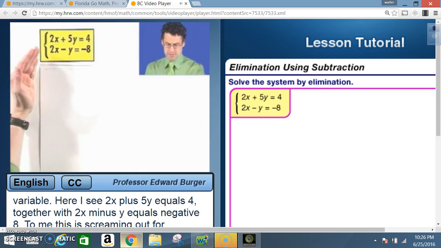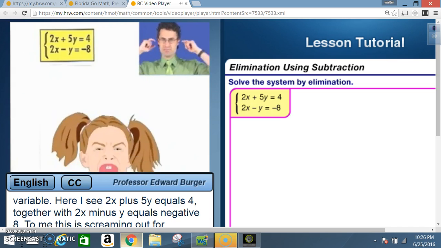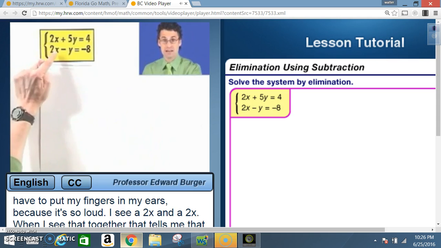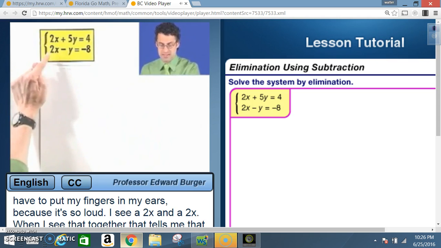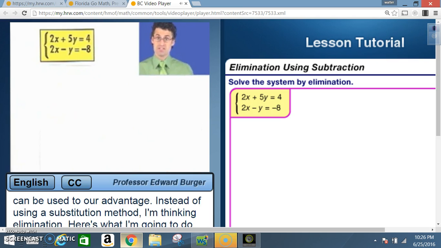So here I see 2x plus 5y equals 4, and together with 2x minus y equals negative 8. Now, to me, this is screaming out for elimination. I almost have to put my fingers in my ears because it's so loud, because I see a 2x and a 2x. When I see that together, that tells me that that cosmic coincidence can be used to our advantage. So instead of using a substitution method, I'm thinking elimination.